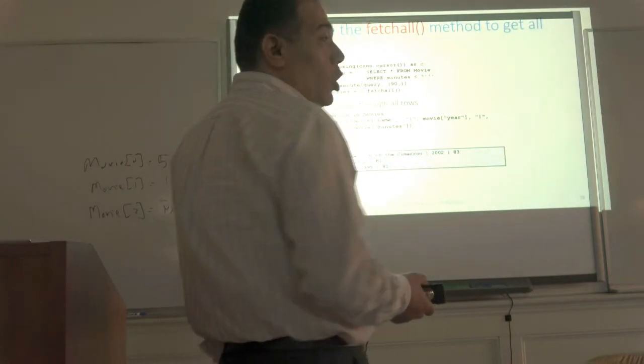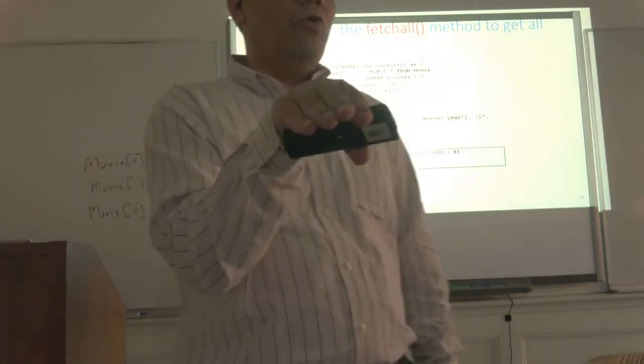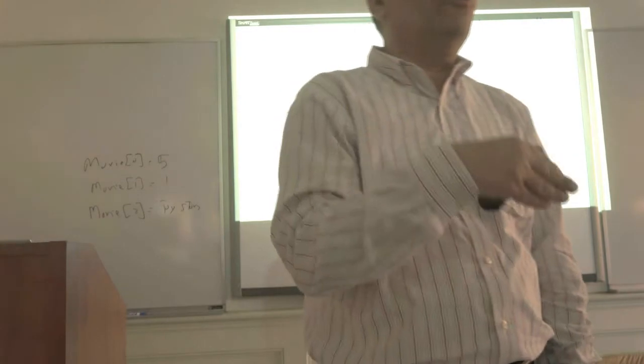So in here, fetch all. Fetch one will fetch the first row. If I need to fetch the second row, what should I do?